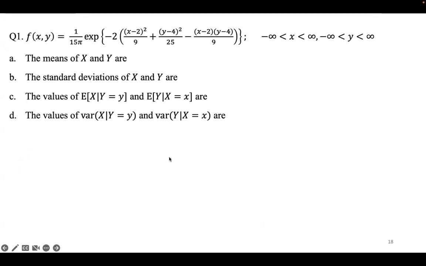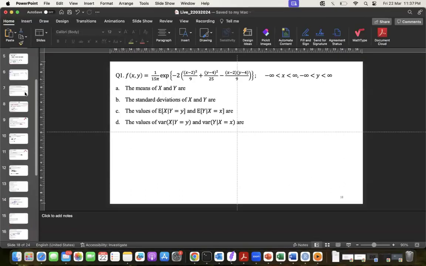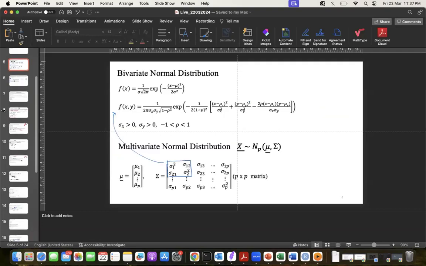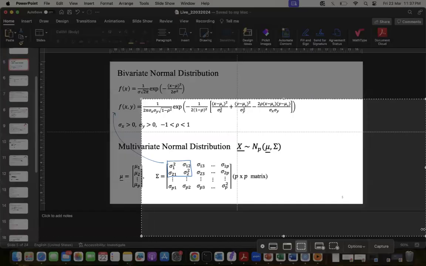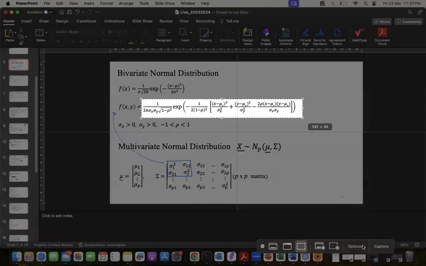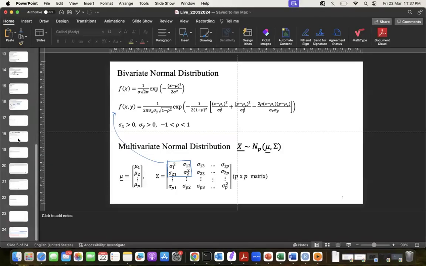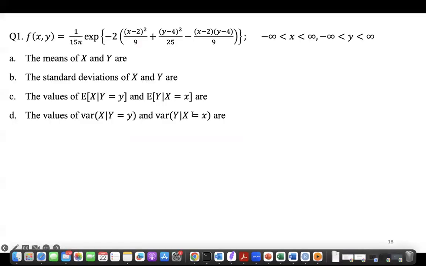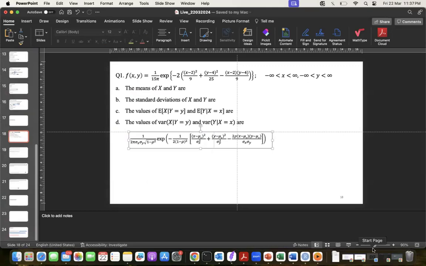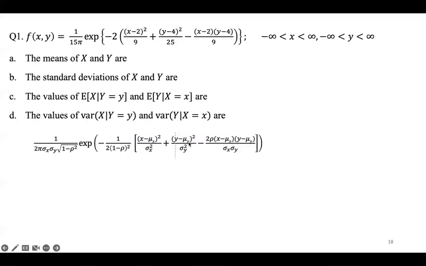Okay. So what we're going to do here is simply compare it to this thing right here. Let's say I'll just take a screenshot. Is it this thing here? Okay. Right. So this is what a normal univariate distribution, bivariate distribution looks like, right?